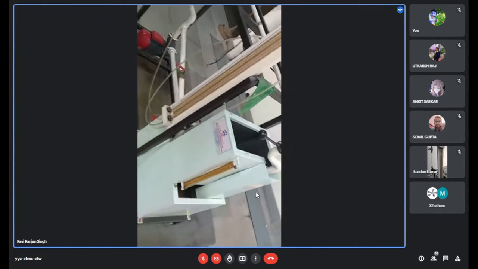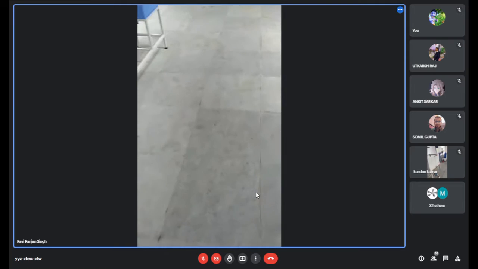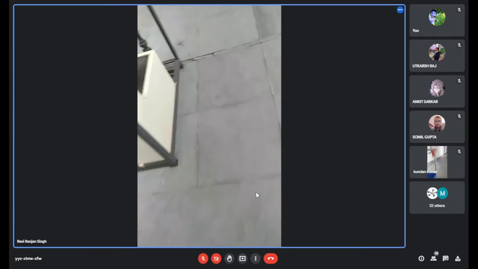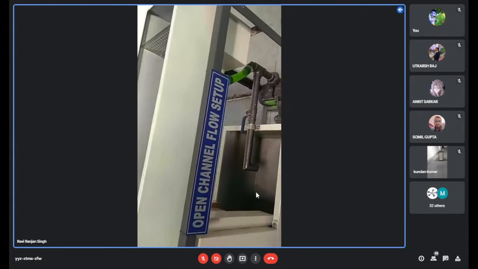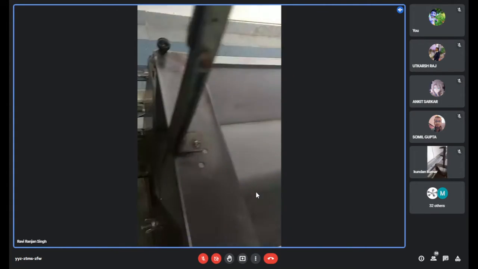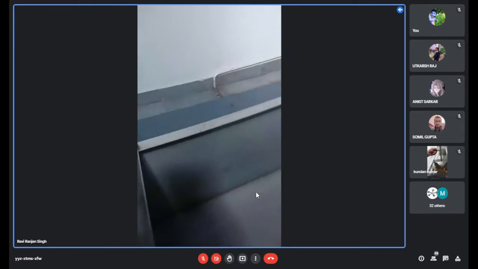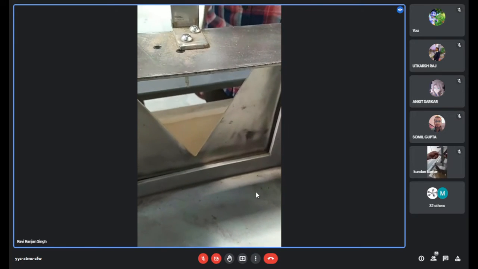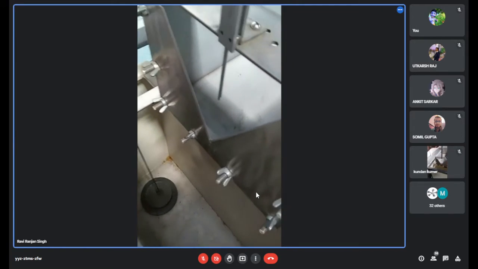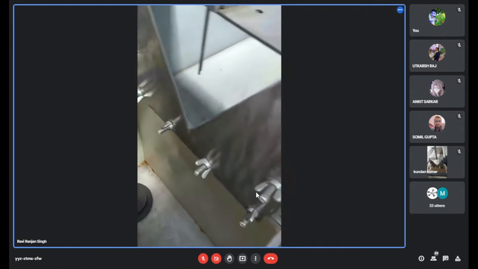After that, the last experiment. We have the last experiment on notches, the flow through different types of notches. This is the open channel flow setup. Here we fill the water and let the water flow through these notches. Here you can see that this is a V notch. Are you able to see? This is a V notch, and we can change the setup and change the V notch to a rectangular notch or other notches.